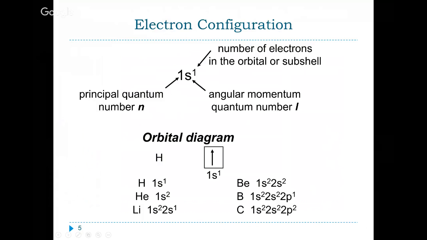When we look at this, we have to make sure that our exponents add up to our atomic number. So beryllium has an atomic number of 4. That means a total of 4 electrons for a neutral atom.